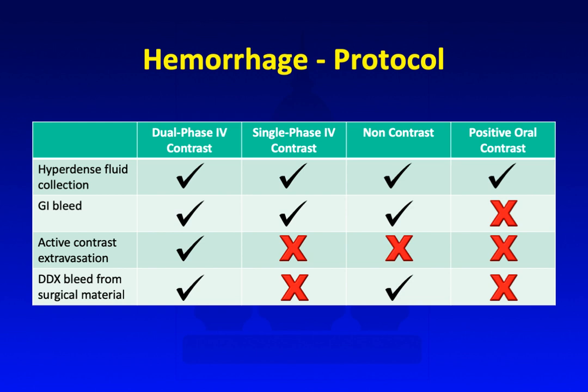And if you want to look for active contrast extravasation, then you need to do a dual phase. And here with our protocol, we do an arterial and venous phase exam. None of the other protocols will allow you to tell that there's active contrast extravasation. And sometimes surgical materials are inherently radiodense. To differentiate a bleed from surgical material, dual phase is also very helpful. And sometimes in the non-contrast, it can also be more obvious.